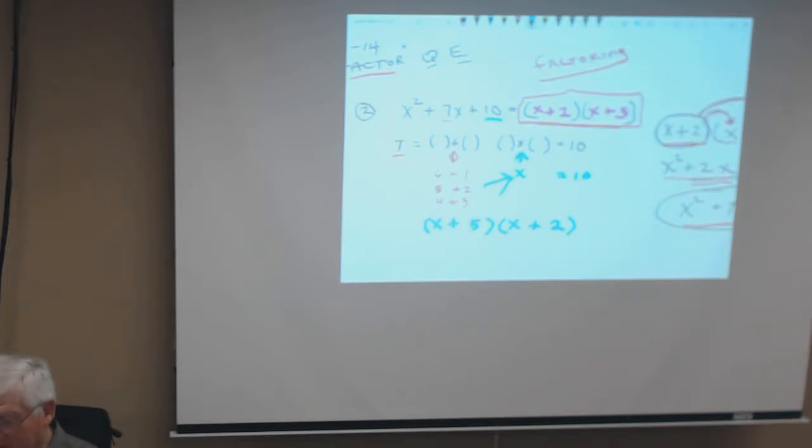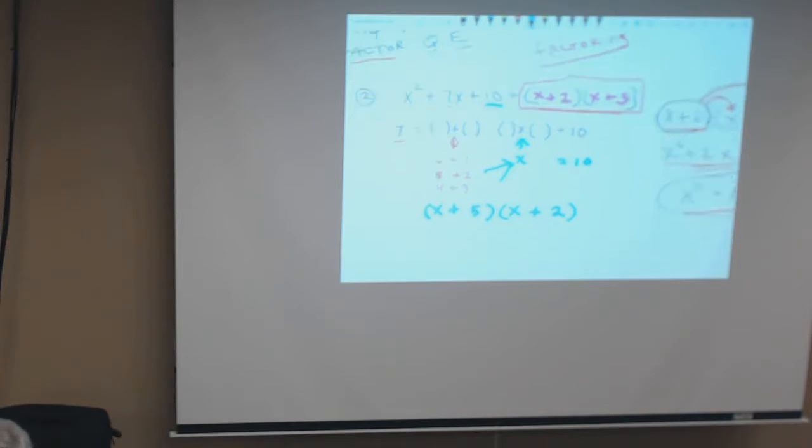So another way to look at it is you can make a whole bunch of parentheses for binomials and put all the possible numbers in there and then see which one, when you multiply the two binomials, gives you that answer. You don't like that either. Well, let's do another one.